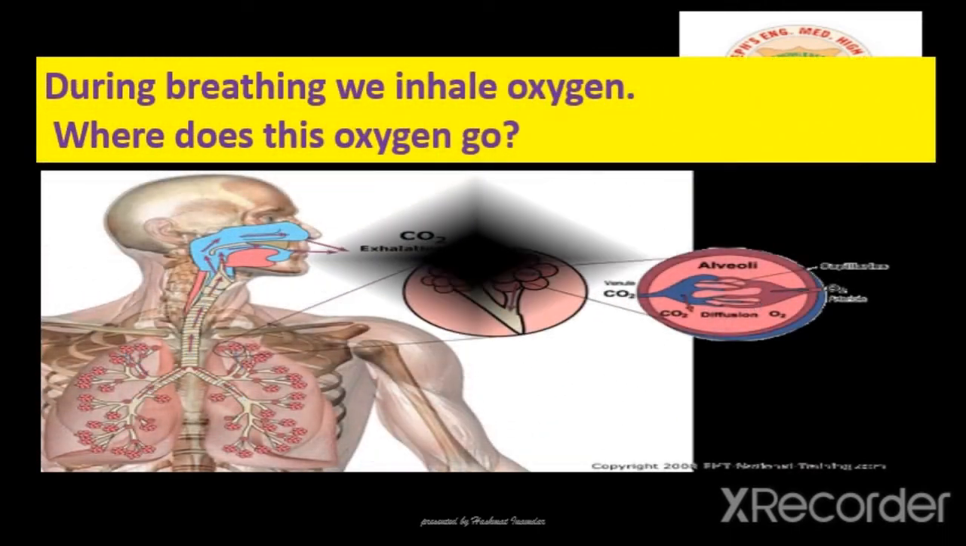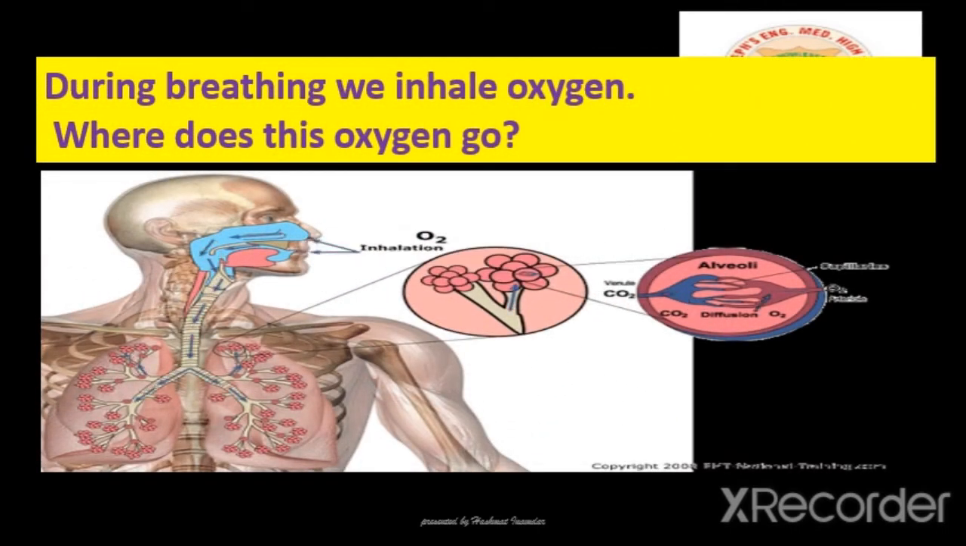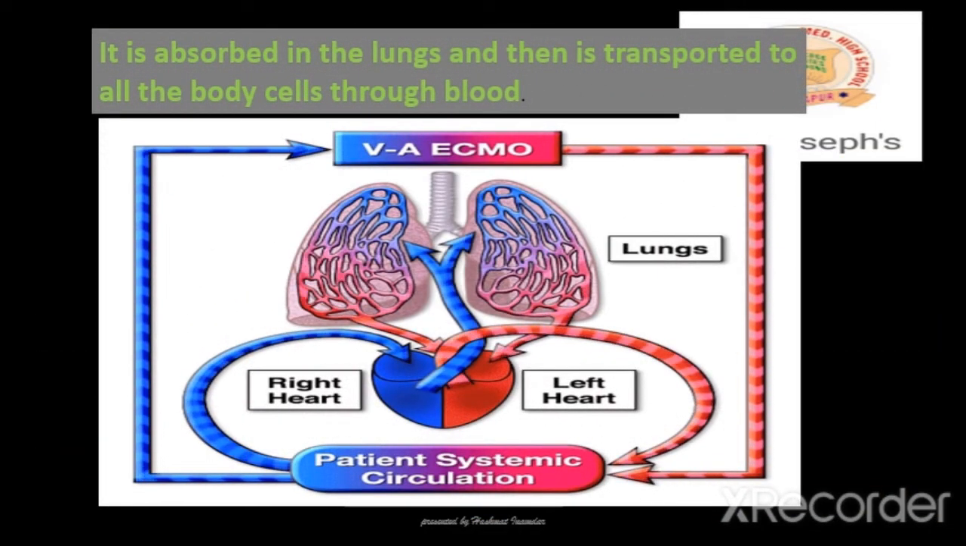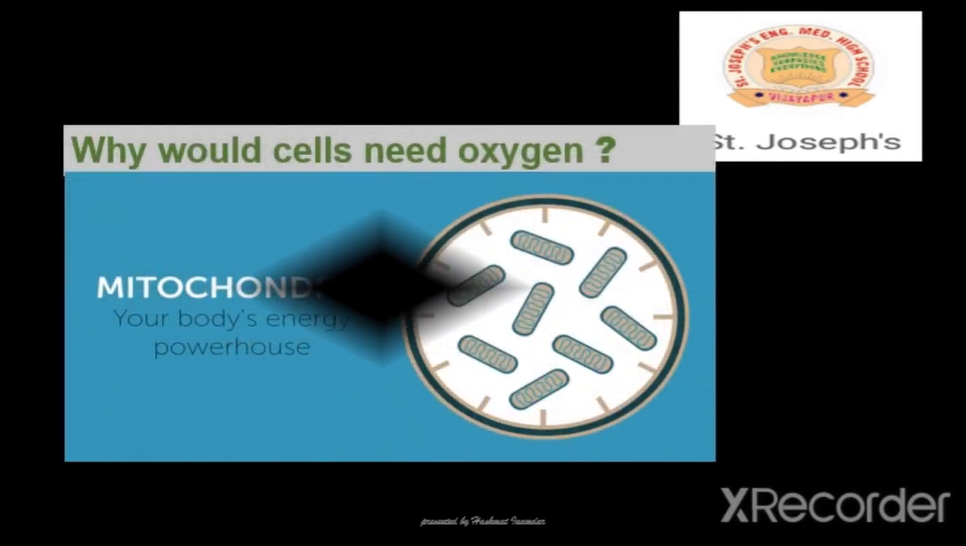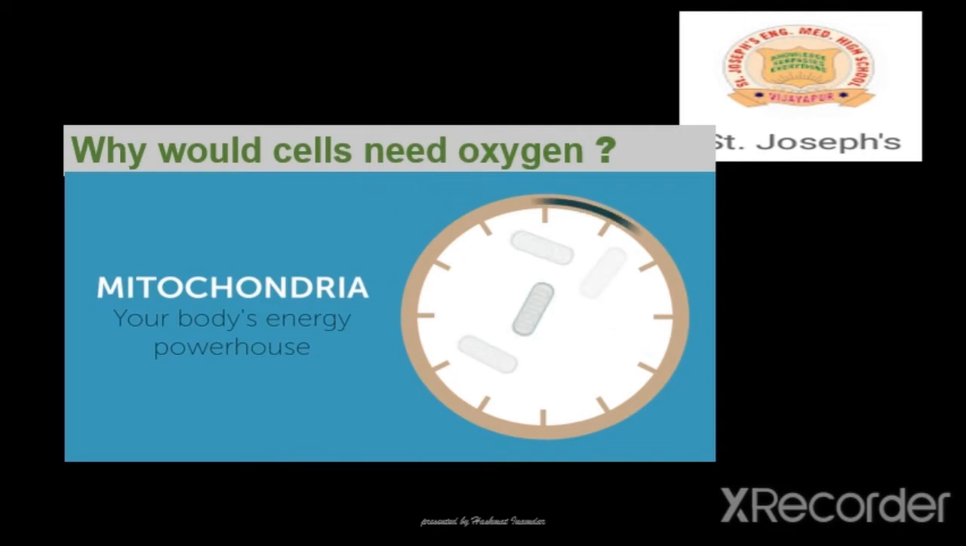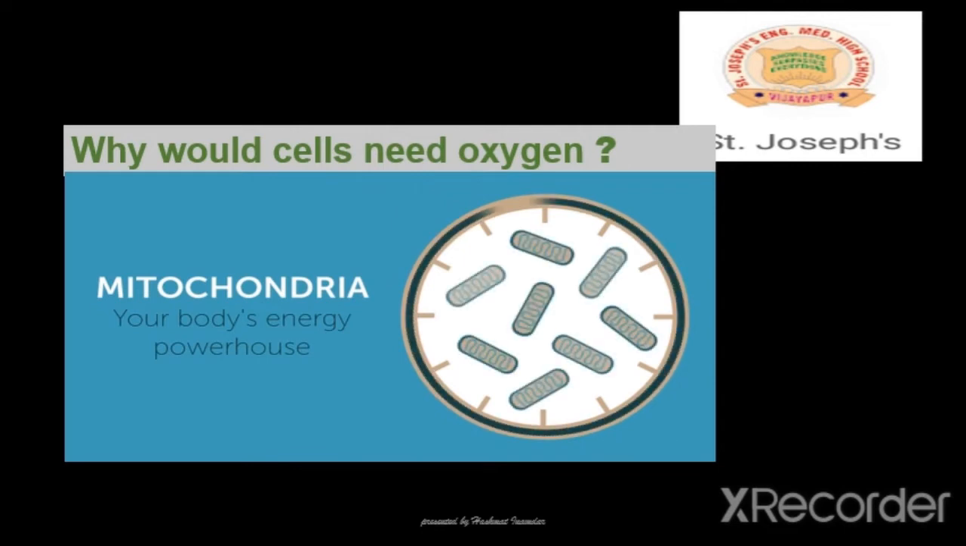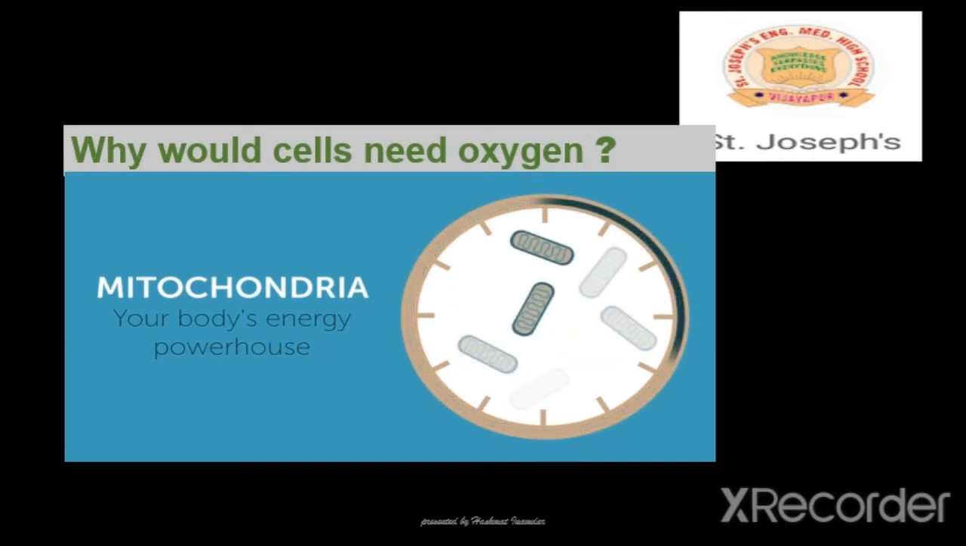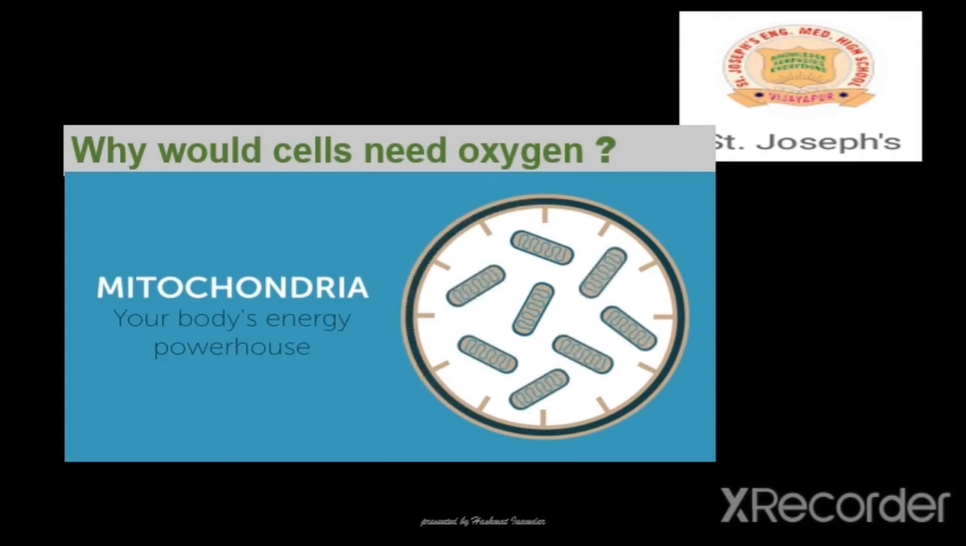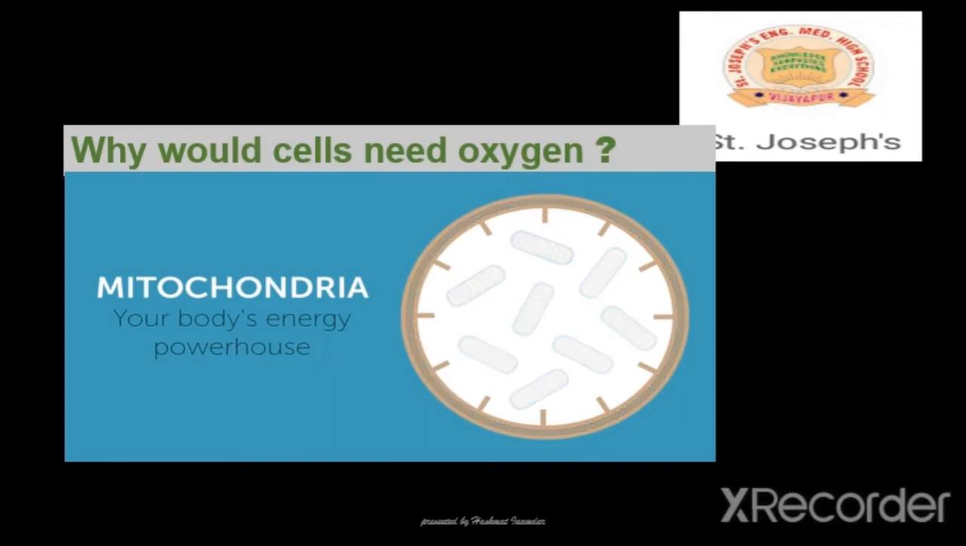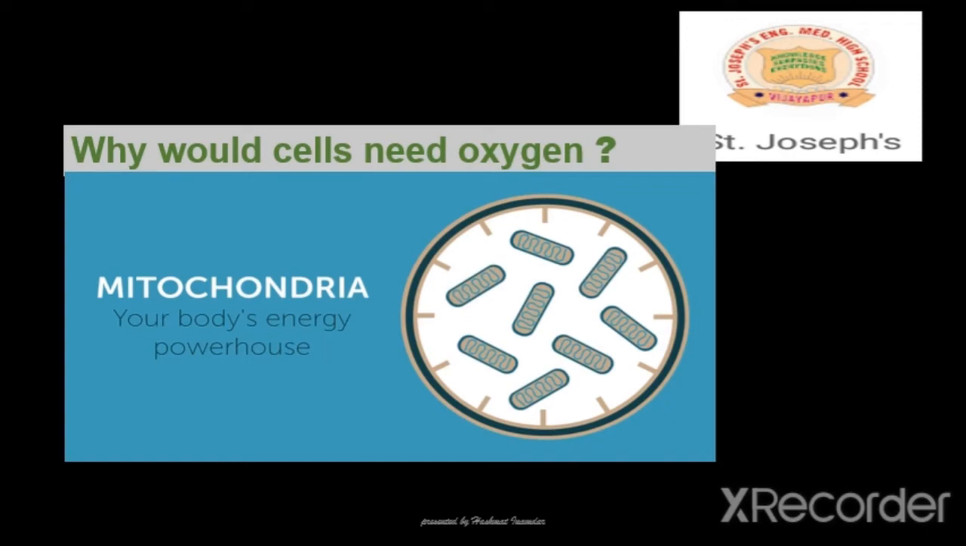So during the breathing, we inhale oxygen. Where does this oxygen go? It is absorbed in the lungs and then is transported to all the body cells through the blood. So why would the cells need oxygen? Well, this oxygen metabolizes the food and it generates the energy, and this energy is stored in mitochondria in the form of ATP, that is adenosine triphosphate, as an energy currency. Later on the cell utilizes this energy.